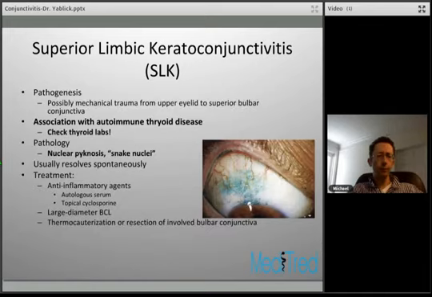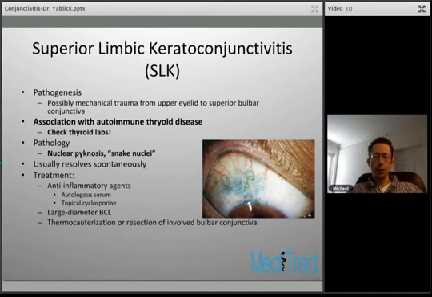And so the pathogenesis is thought to be mechanical trauma from the upper eyelid rubbing against the superior bulbar conjunctiva. Talking about systemic associations, there's an association with autoimmune thyroid disease. So if you see this condition, it's important to inquire about pre-existing thyroid disease, and if there is none, then you should consider the workup. Pathology, the conjunctiva will show nuclear pycnosis or snake nuclei, and that's a buzzword for your tests.